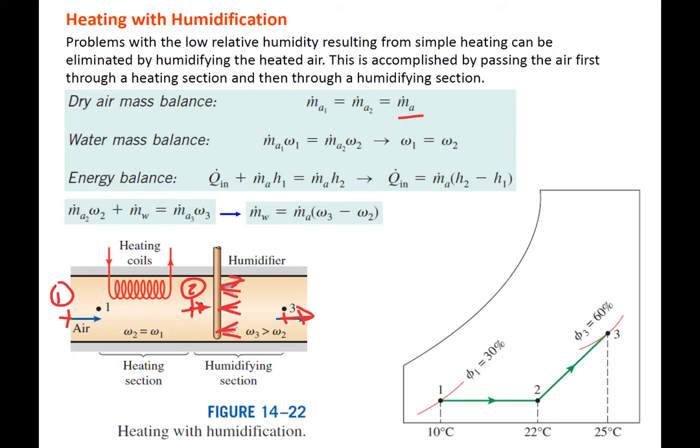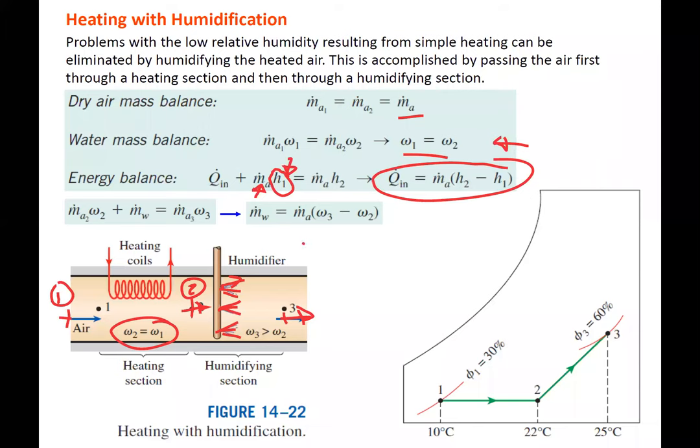If we take this, they're showing just the process from one to two here, right? One to two, the specific humidity stays the same, just like on the last slide. The amount of heat from the coils, we do conservation of energy. Again, the enthalpy has the enthalpy inside of it for the water vapor, even though we use just the mass flow of dry air there. So that enthalpy is the moist air contribution. So we have heat in, we have our mass flow rate enthalpy, mass flow rate enthalpy. We can solve for the amount of heat we need to provide from the heating coils.